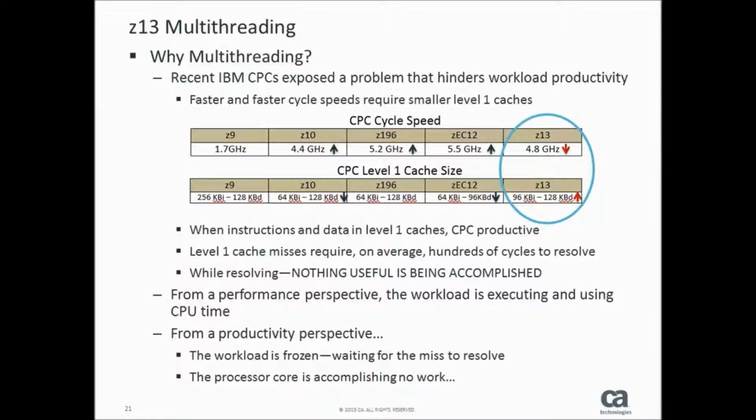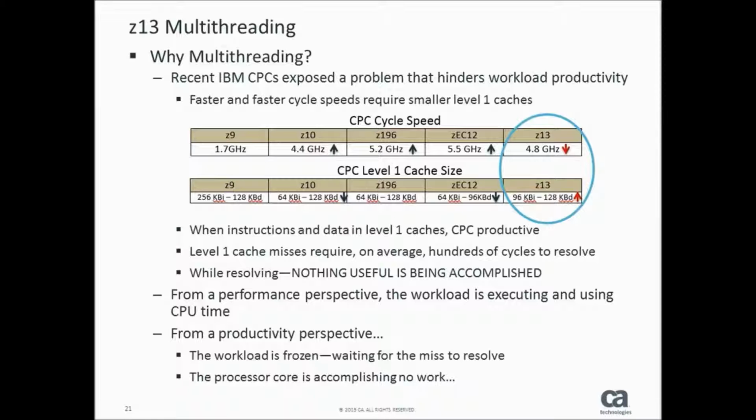With the ZEC12, they had to shrink the data cache a little more, from 128 to 96. But they've reached a limit. If they take the ZEC12, or the next box up, to 7 or 8 gigahertz, the caches are so tiny that not much data or instructions can fit in them. And that means the likelihood of the program finding what it needs in the level 1 cache is lower, because you just can't put that much stuff in there.